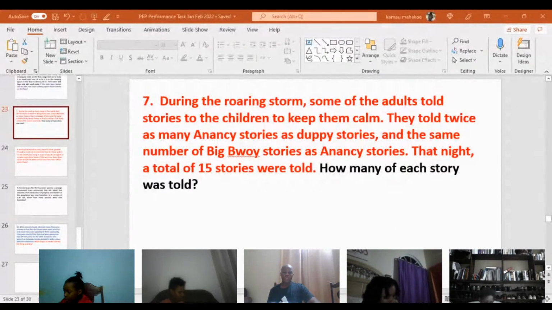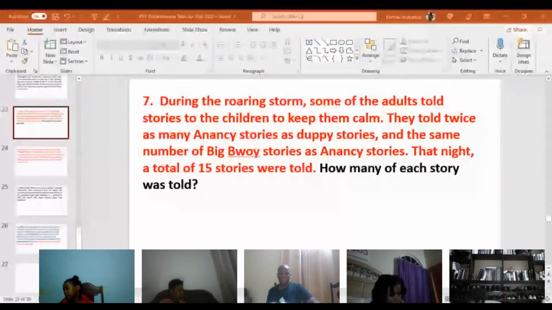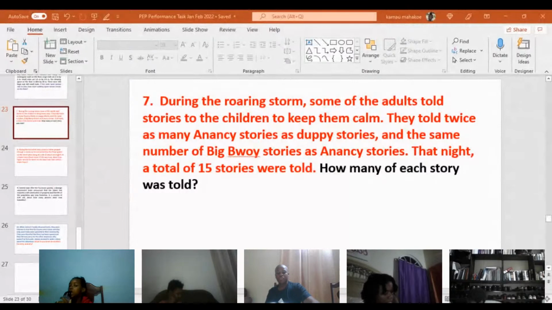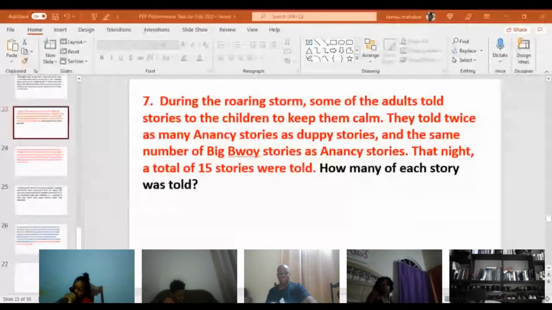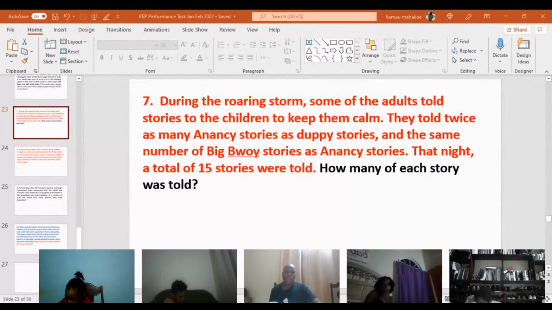So 6 and 6 would be the same for Anansi and Big Boy. So 6 for both of them. And then the 1 would be 3 because 6 plus 6 is 12, and then 12 plus 3 is 15. Okay, or we could put 1/5 times 15. Same thing, 3. So brilliant, Madison. So 3 Duppy stories, 6 Anansi stories, and 6 Big Boy stories.